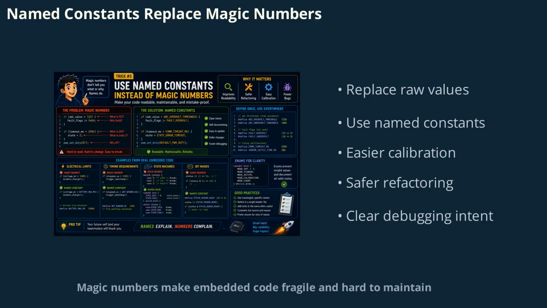Magic numbers make embedded code fragile and hard to maintain. Always replace raw values with named constants or enums. This makes calibration easier, refactoring safer, and debugging clearer.